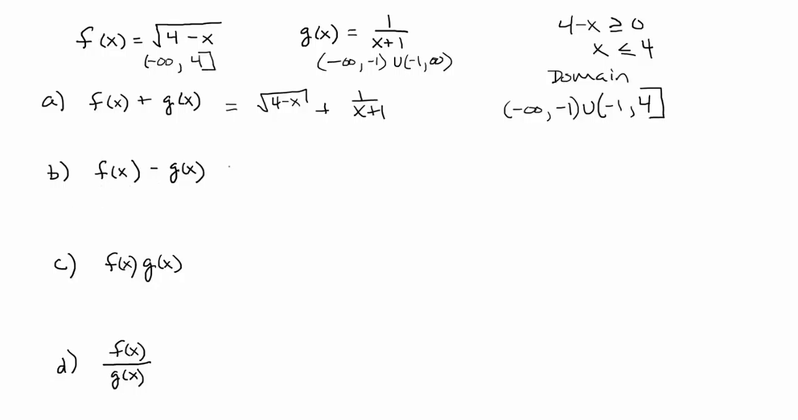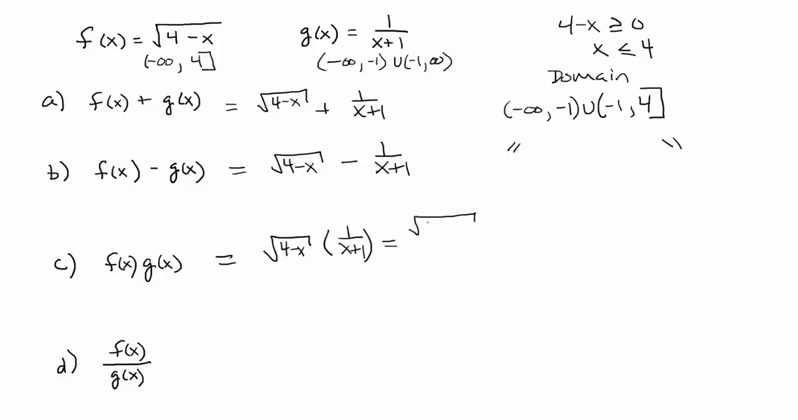For f of x minus g of x, we have the square root of 4 minus x minus 1 over x plus 1, and the domain is the same. F of x times g of x, now we have the square root of 4 minus x times 1 over x plus 1, and this is equal to the square root of 4 minus x over x plus 1, and the domain again is the same.